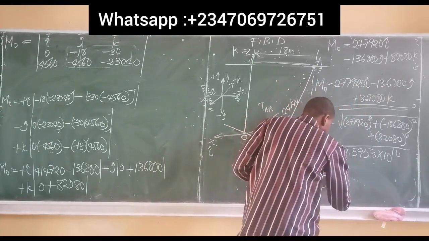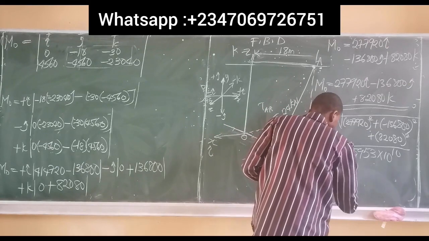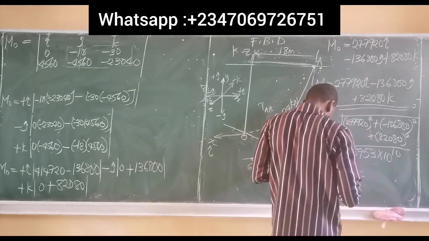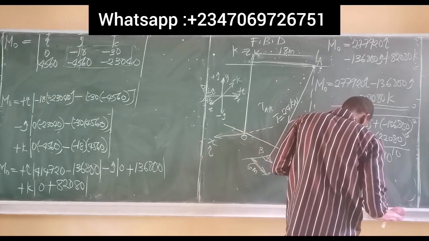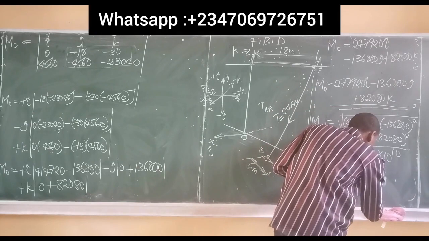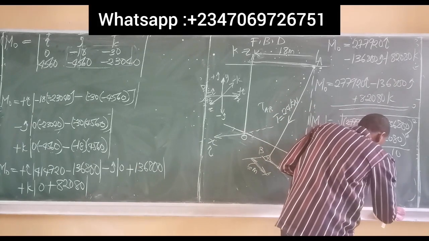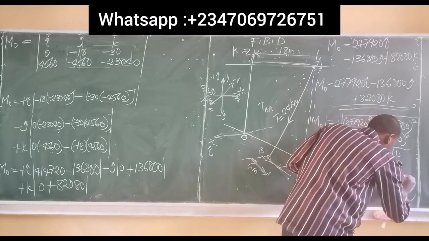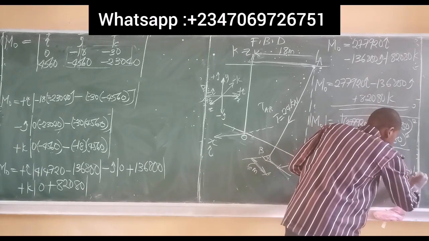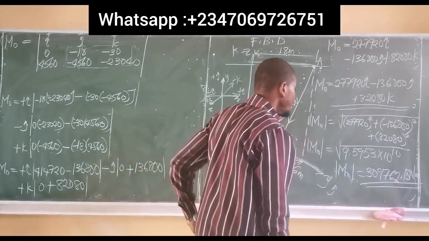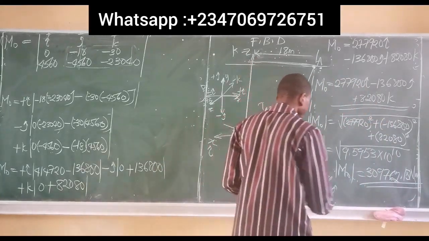But with the thing, we're taking square root. Hence, you find the square root of the value. That gives you the magnitude of the moment. So when you take the square root of that value, you're going to have 309,762.18 Newton meter. This becomes the magnitude of the moment.